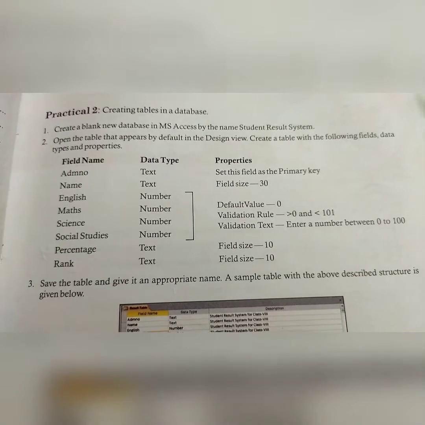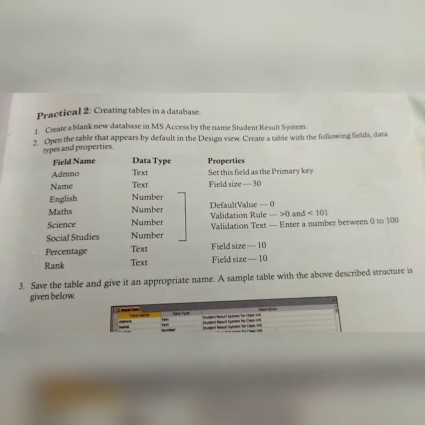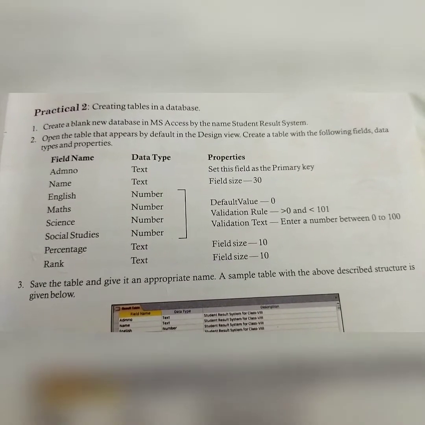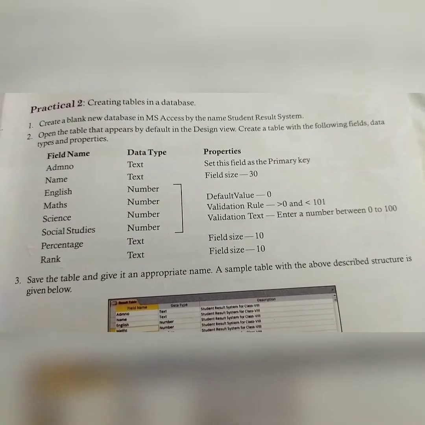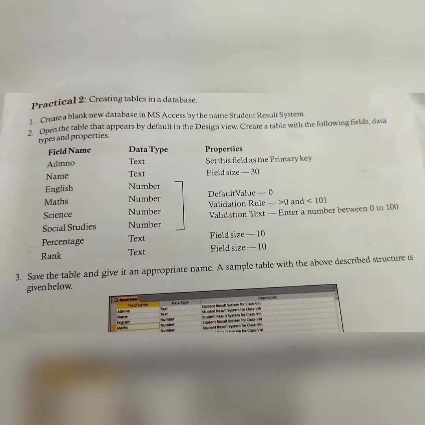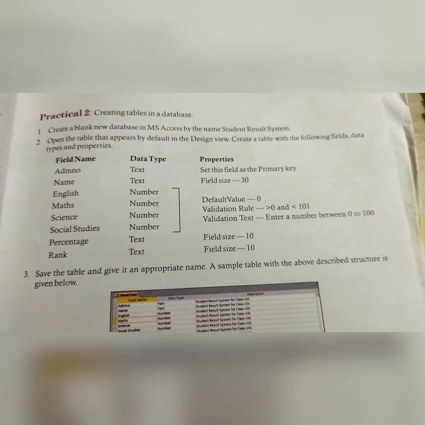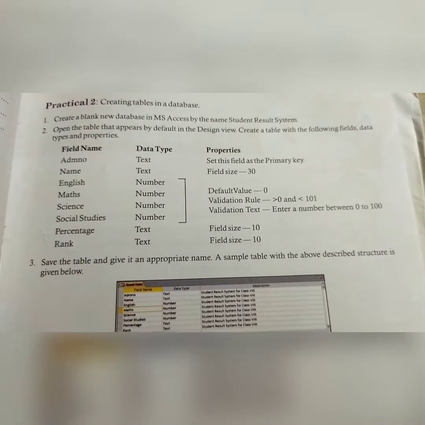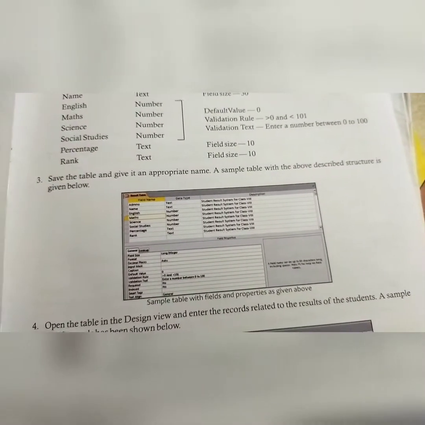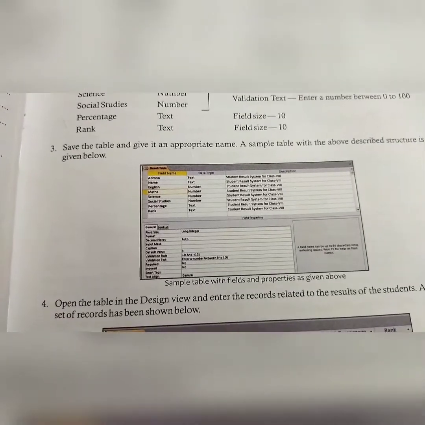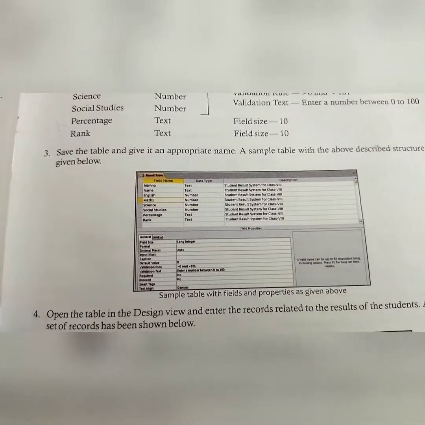So these are the field names: Admno, Name, English, Math, Science, History, Percentage, Rank. Then data types: text, text, numbers, and so on. Then properties: set the field as a primary key, field size 30, default value 0. Okay, so this is practical number 2, creating a simple database table. Now third is save that table and give it an appropriate name. A sample table with the above described structure is given below.